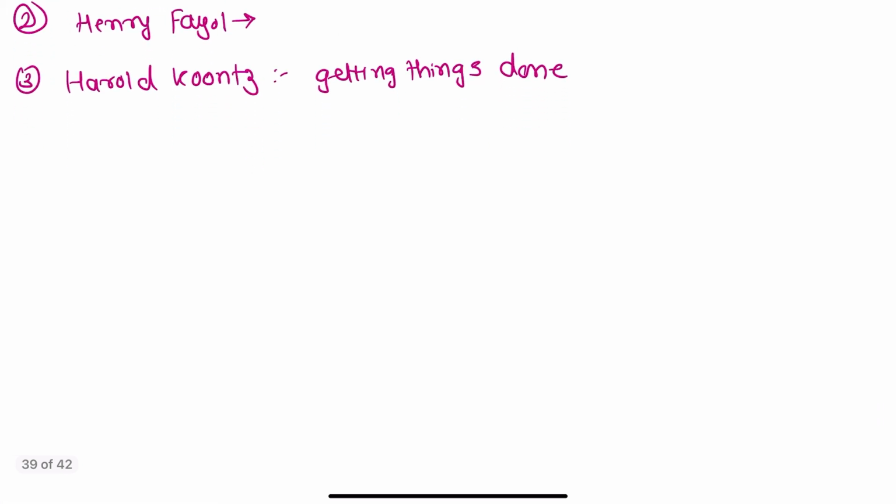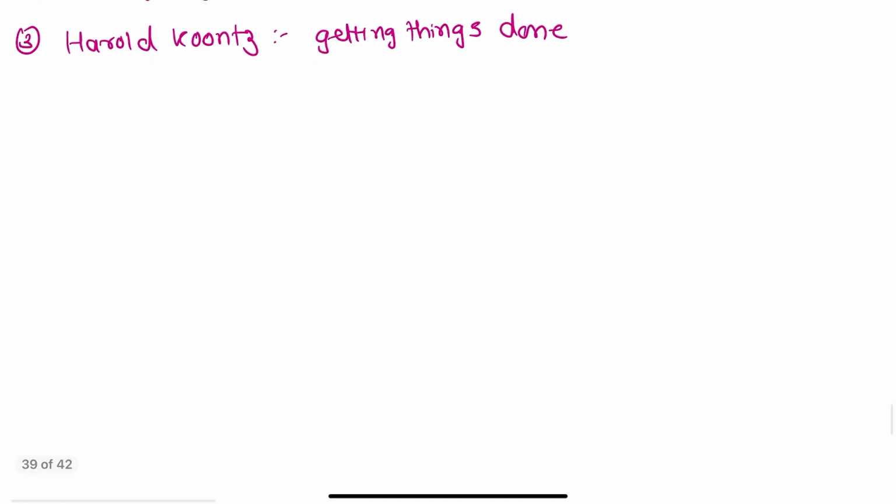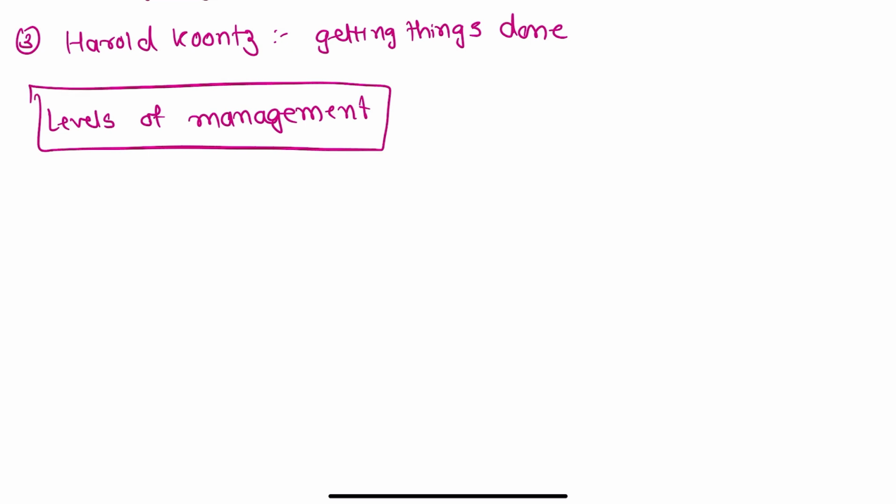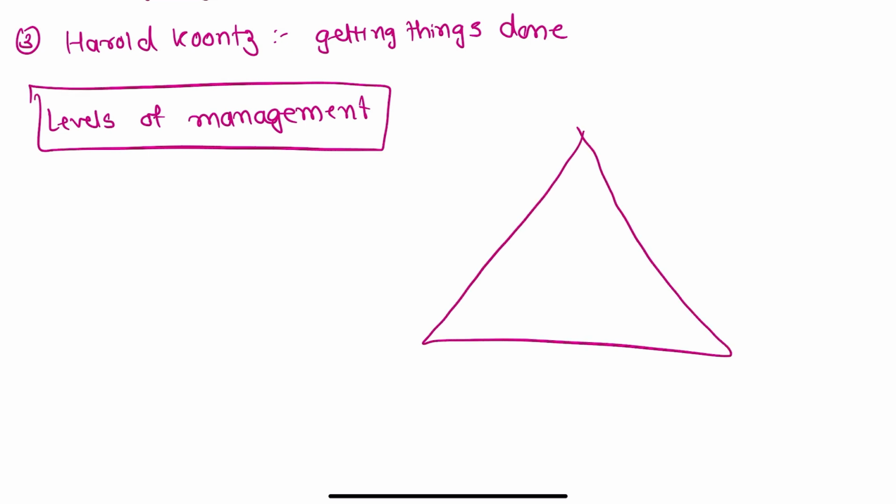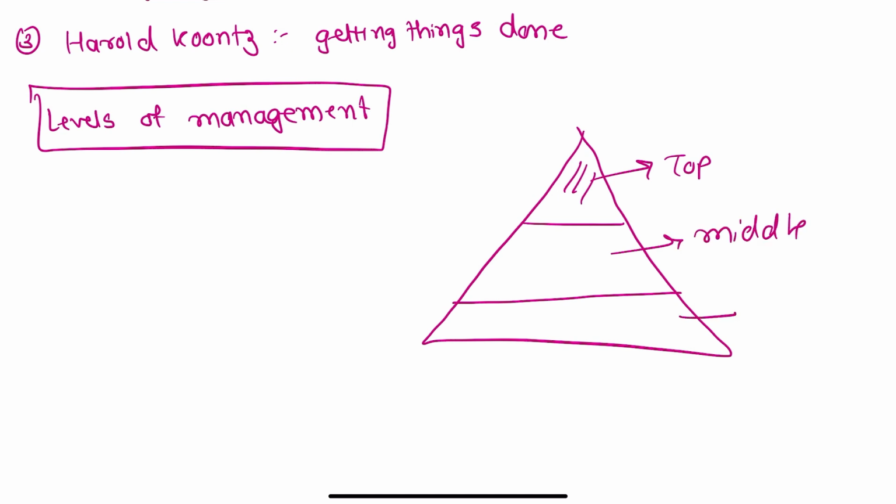Now what can we say? There are three levels of management. Let us see the levels of management. It is like this. This part is top management, this is middle management, and this is lower management.